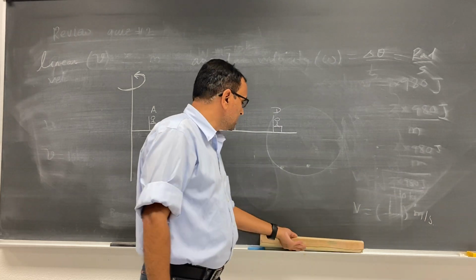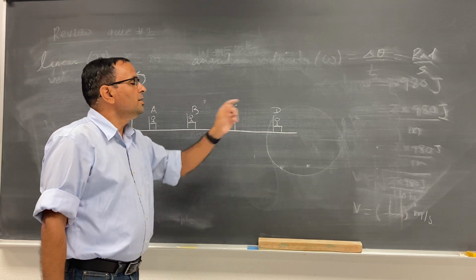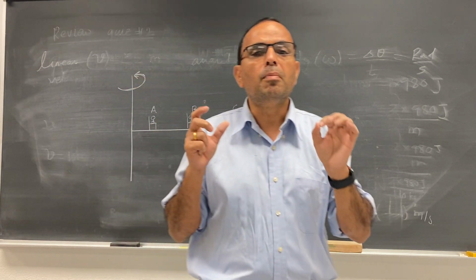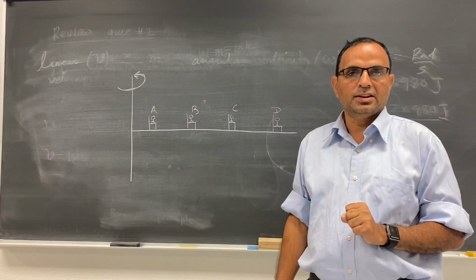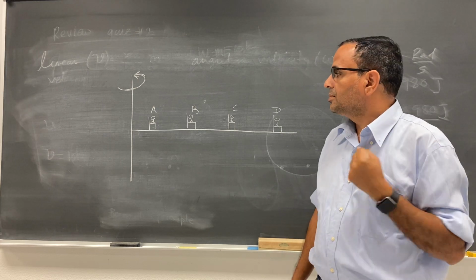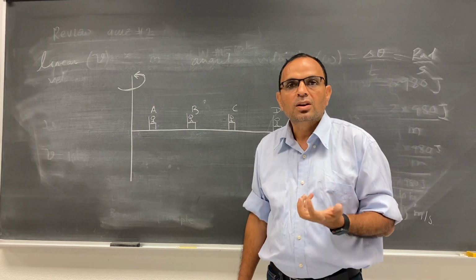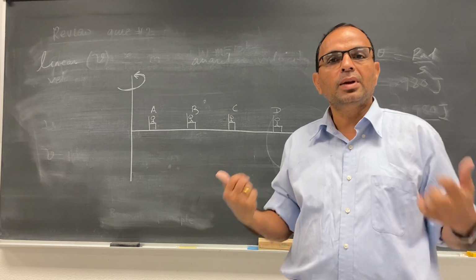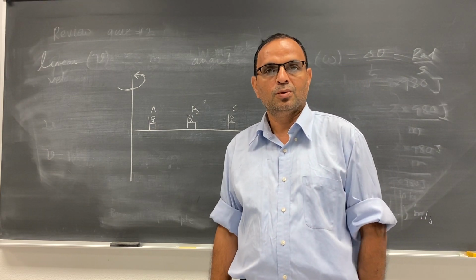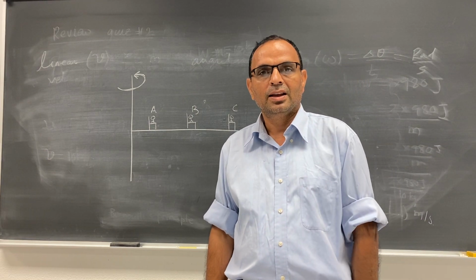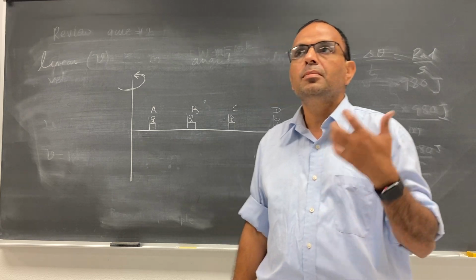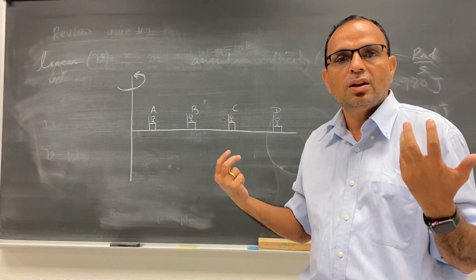Now the question here is, you have A, B, C, D. Who has the maximum angular velocity? Or do they have the same angular velocity? What do you think? Think a little bit. A, B, C, D, who has the maximum angular velocity, or do they have an equal angular velocity?